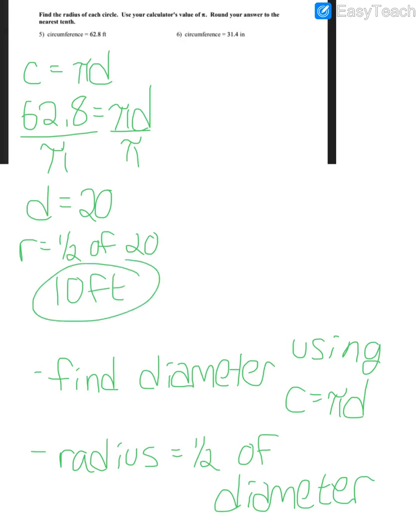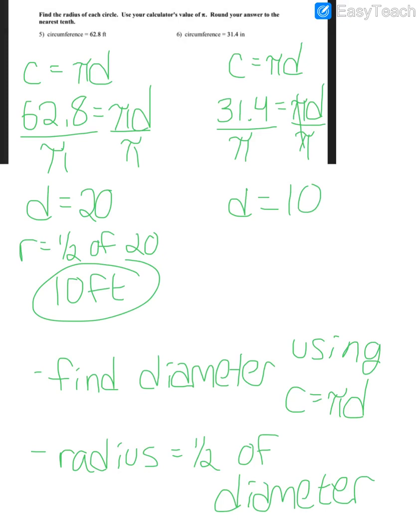We'll do one more together. Again, circumference is pi times the diameter. So we have 31.4 equals pi times the diameter. Divide by pi, divide by pi. 31.4 divided by 3.14 is going to be 10. So diameter is 10 and radius is half of 10. So your radius ends up being 5 inches.